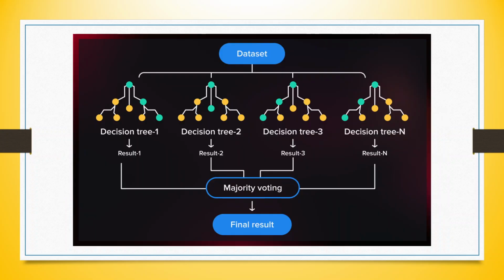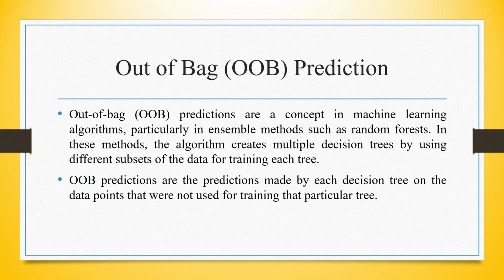You can see here, a single dataset, we will run multiple decision trees and we will get multiple results. But the final result will be given on the basis of the majority voting. Then comes the concept of out-of-bag prediction.